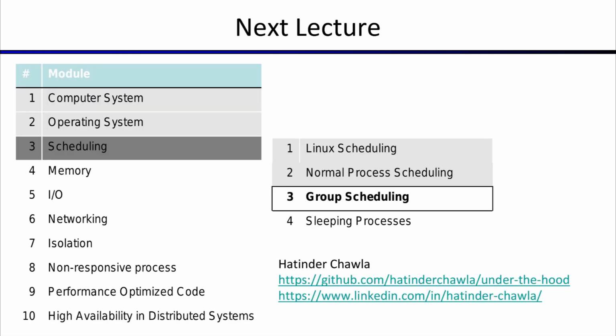So we have now completed the view of how normal process scheduling works. What are the tunables that we have here? And in the next lecture, we will be looking at group scheduling. How can you have multiple processes together scheduled in one group and get CPU time constrained by those group factors? Okay, thank you.